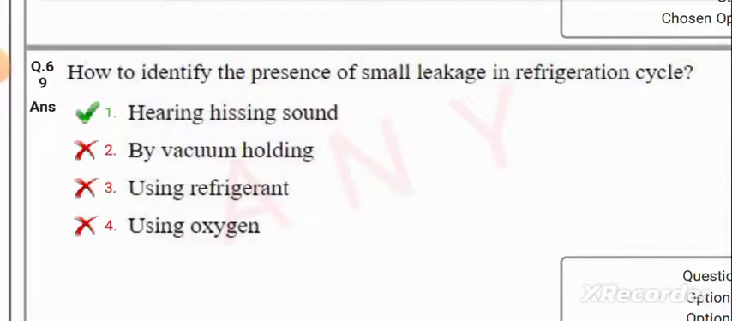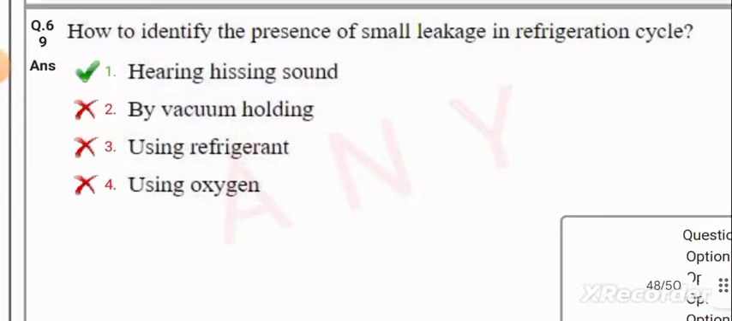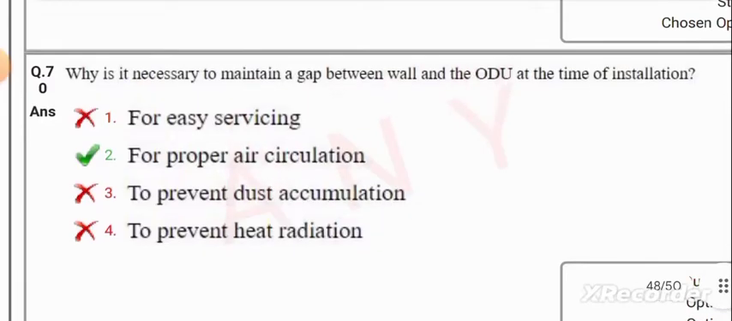How to identify the presence of a small leakage in refrigeration cycle? Hearing hissing sound. Why is it necessary to maintain a gap between wall and outdoor unit at the time of installation? For proper air circulation.